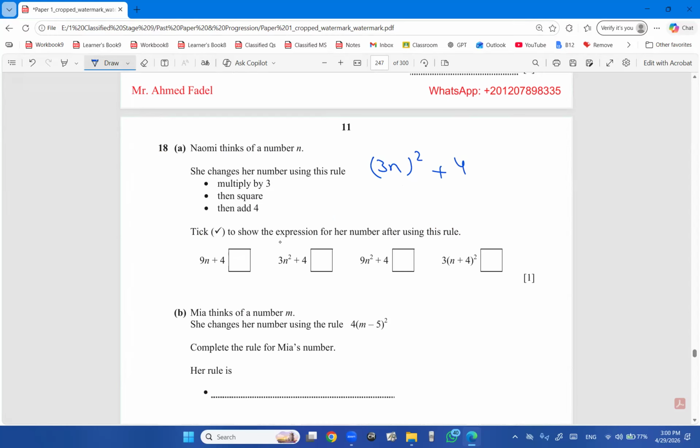If you look for that, you're not going to find it. And no, it is not this one, because this one, only the n is squared, while this one here, the 3n must be squared. So no, it is not this one. Mister, we do not have another option. No, you do actually, because squaring both of them is going to give you 9n squared plus 4, which is this one.